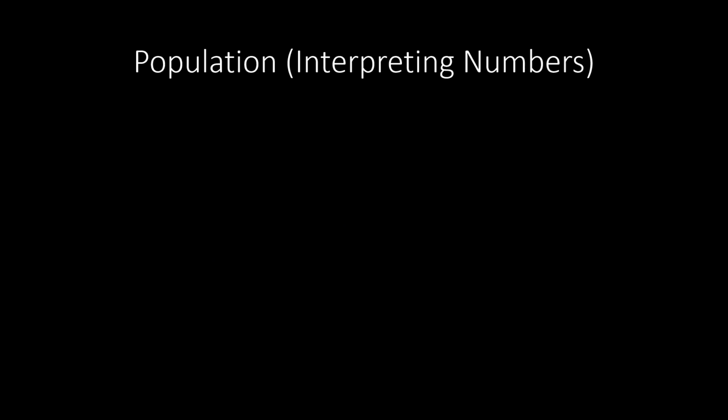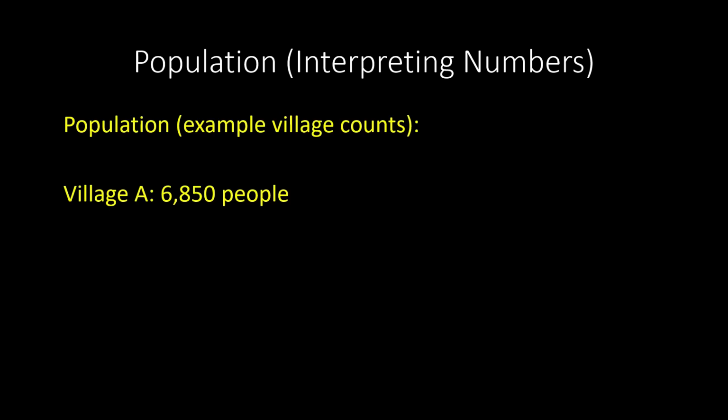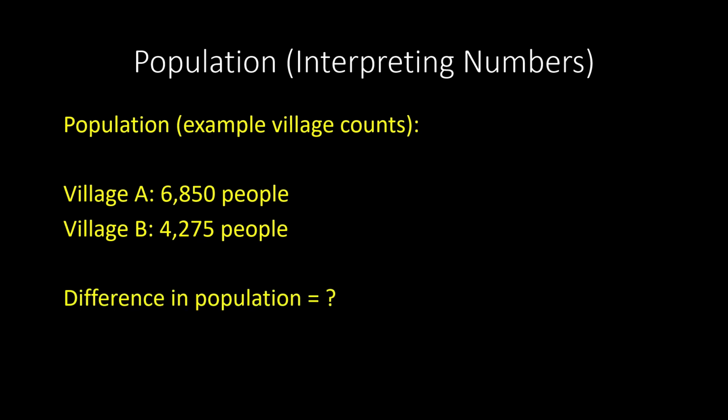Now let's take a look at a population example. Population means the number of people living in a place. When asked for the difference, we subtract the smaller number from the larger number. So, suppose in village A, there are 6,850 people, and in village B, there are 4,275 people. What's the difference in the populations?